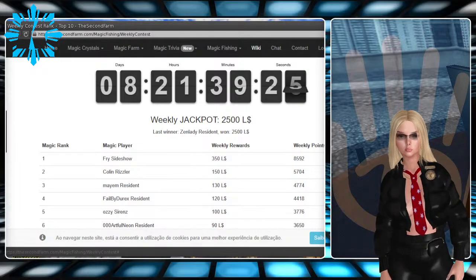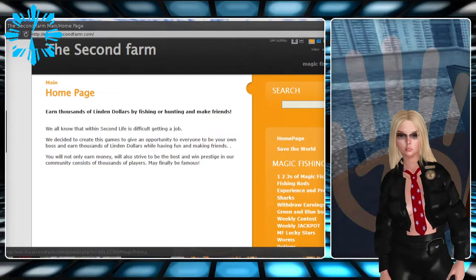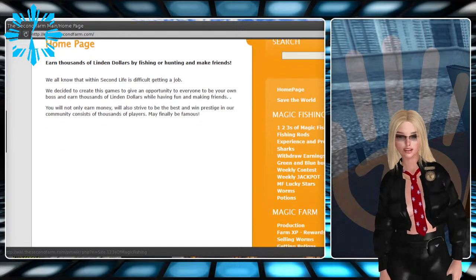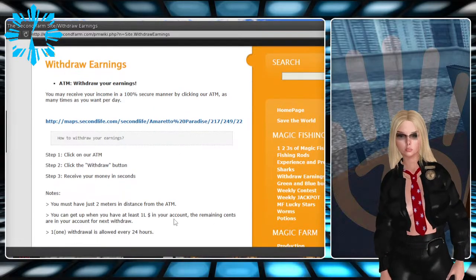Anyway, wiki. Okay, so here we have the wiki. Magic Fishing, experience and withdraw earnings. Let's go and click on this. One withdrawal is allowed every 24 hours. Okay, so you may receive your income. Ooh, so you can withdraw all your earnings at once, but there is a limit of withdrawing once every day. Okay, so that answered my question.